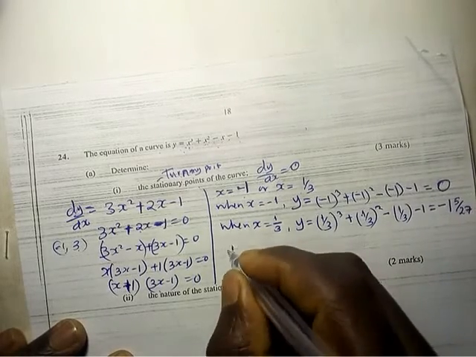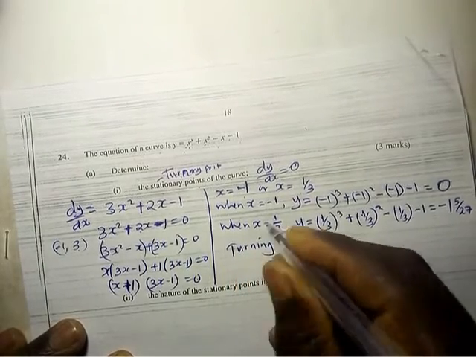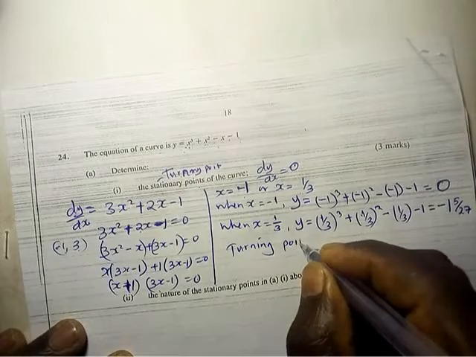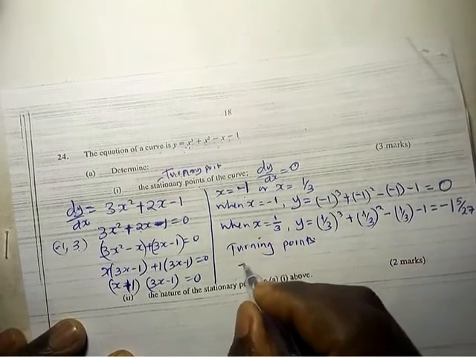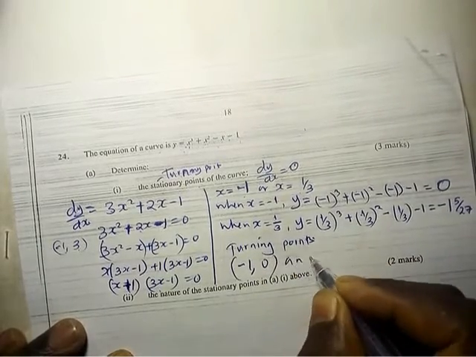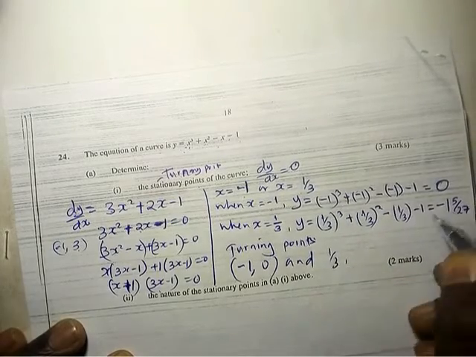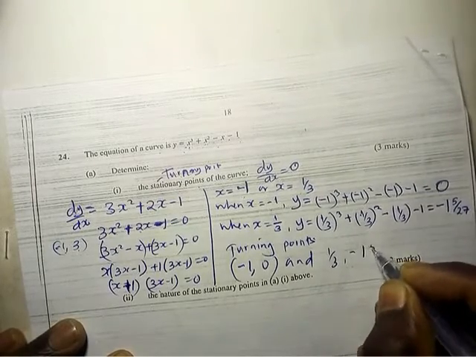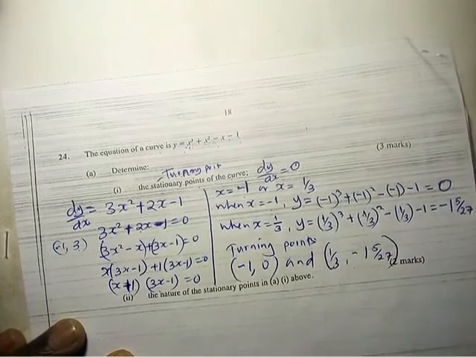So the turning points, or the stationary points, will be x negative 1, 0, and a third. When x is a third, y is negative 1, 5 over 27, and those are the turning points.